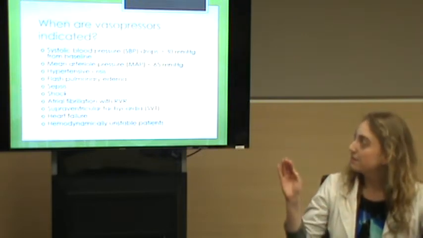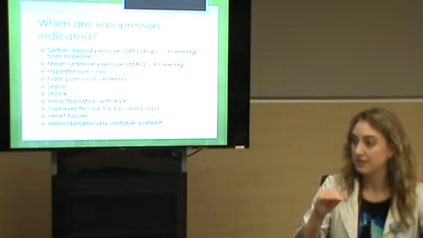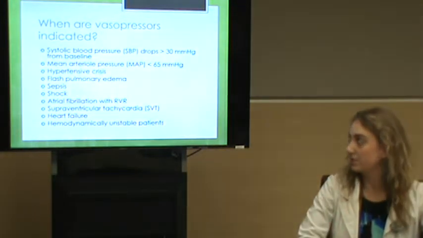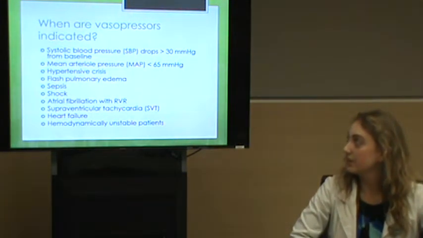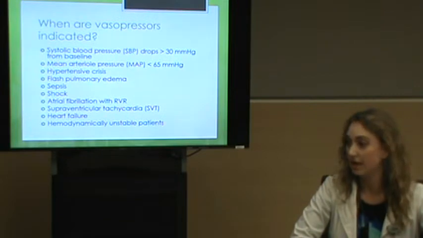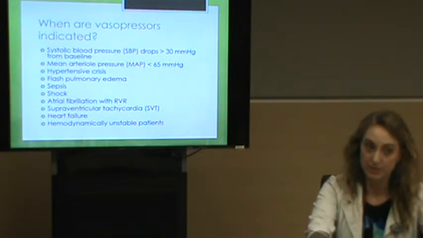And then if the patient meets either of those two criteria, and they result in end organ dysfunction that could result in hypoperfusion, then you would want to initiate a vasopressor. This can be in situations such as hypertensive crisis, flash pulmonary edema, sepsis, shock, some patients with AFib, not all, SVTs, heart failure, and any of the patients who are hemodynamically unstable.